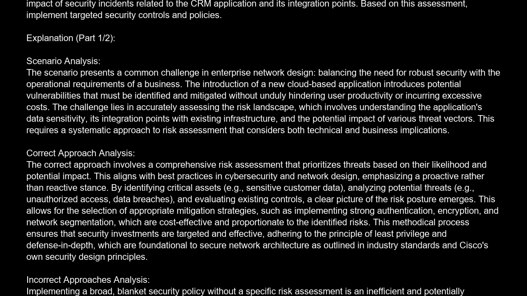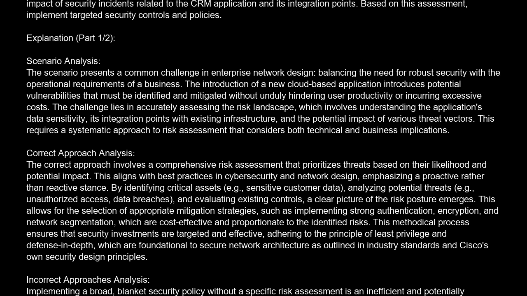The correct answer is A. Conduct a thorough risk assessment to identify critical assets, potential threats, vulnerabilities, and the likelihood and impact of security incidents related to the CRM application and its integration points. Based on this assessment, implement targeted security controls and policies.